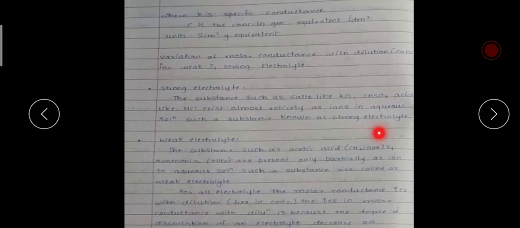Then we come to the next point, variation of molar conductance with the dilution or say concentration. Weak and strong electrolytes. We have to talk regarding the weak and strong electrolytes. First of all, strong electrolytes are substances such as salts like NaCl, KCl, zinc sulfate, etc. and acids like HCl, which dissociate or say exist almost entirely as ions in aqueous solution. Such substances are known as strong electrolytes. The substance which completely dissociates into its own ions on dilution is called a strong electrolyte.